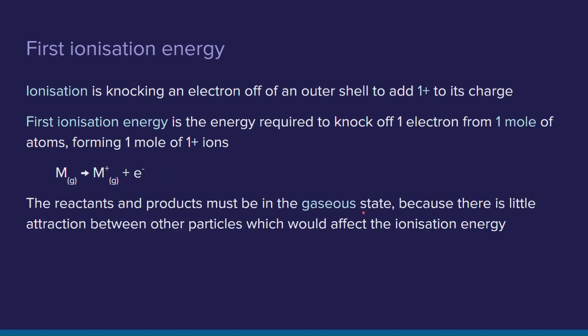And these must be in the gas state, because then there's little attraction between other particles, and that would affect the ionization energy. So we want as few factors as possible here. So that's the formula. M in the gaseous state creates M plus, also in gaseous state, plus e minus.